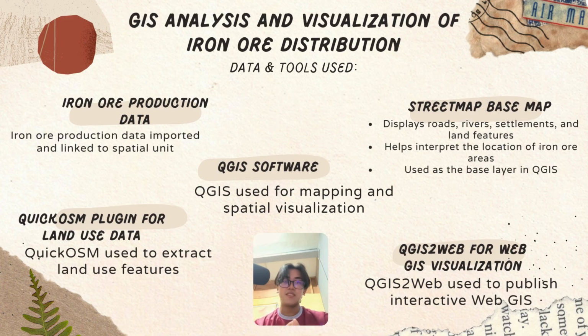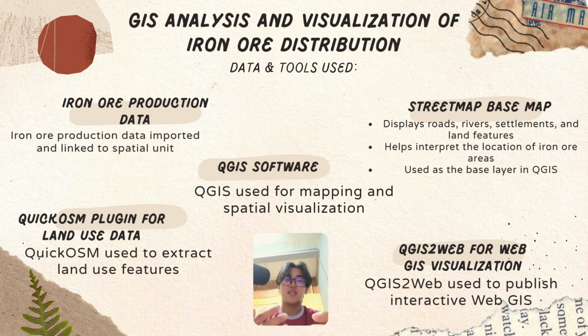Meanwhile, OpenStreetMap was used as the base map in QGIS. It displays roads, rivers, settlements, and land features, which help us interpret the location of iron ore areas and understand their accessibility and surrounding environment.